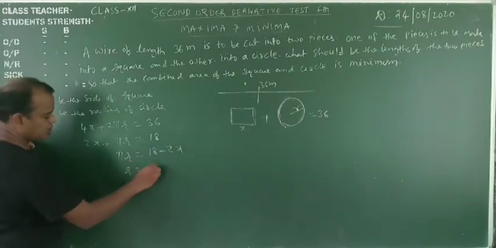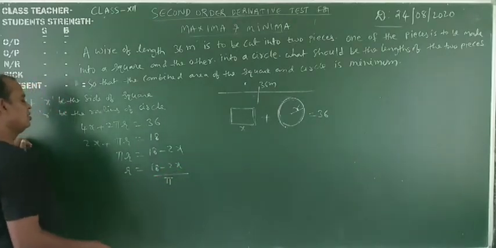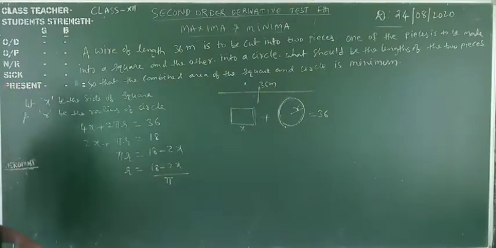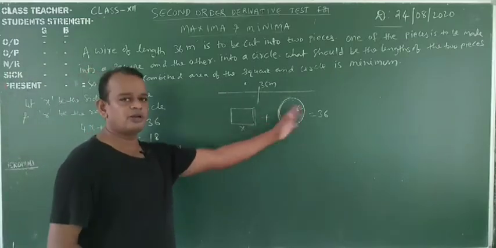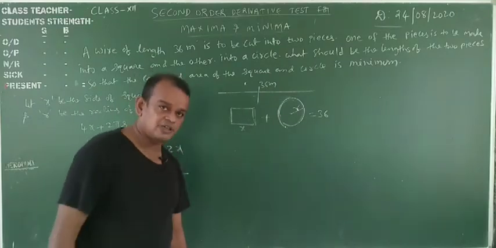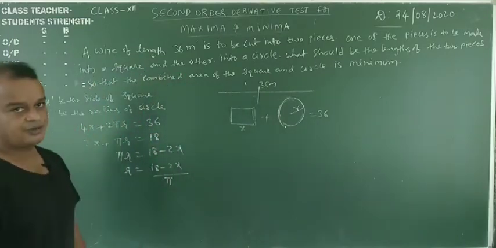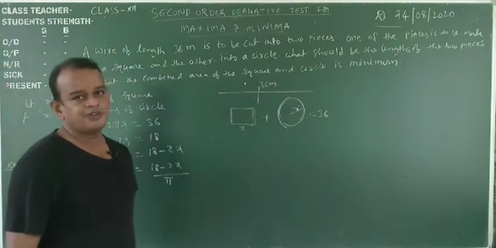r is equal to (18 minus 2x) by pi. Now, you will find the lengths of the pieces of the wire. One length is 4x, the other length is 2 pi r. That means you find the values of x and r, so that the combined area of the square and the circle is minimum. What is the function? Area.